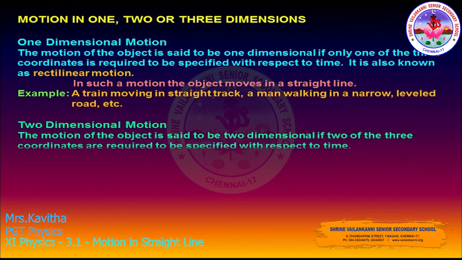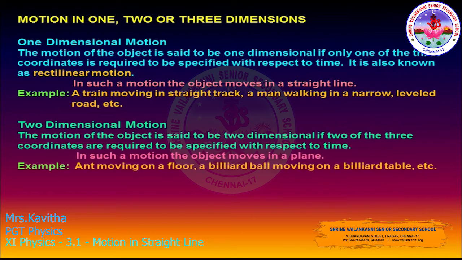What is 2-dimensional motion? It is the motion in which 2 of the 3 coordinates are required to specify the motion. In such motion the object moves in a plane, for example a ball moving on a billiard table, like that.